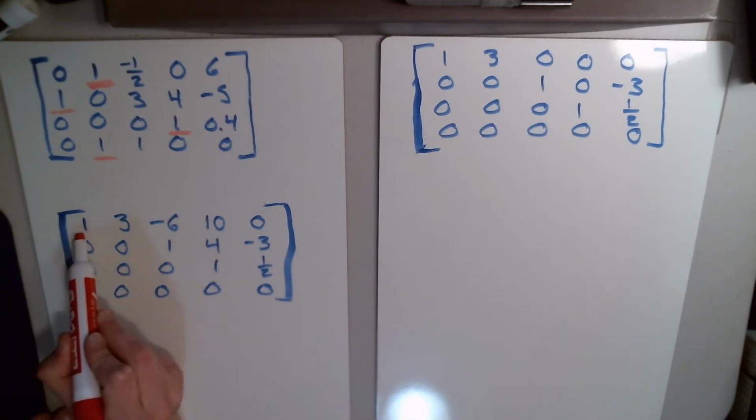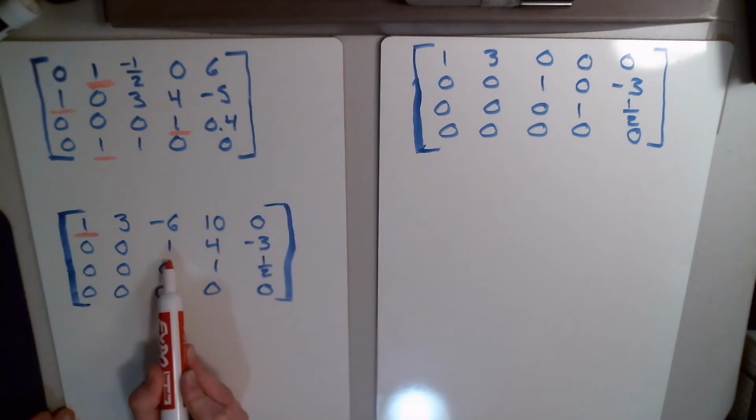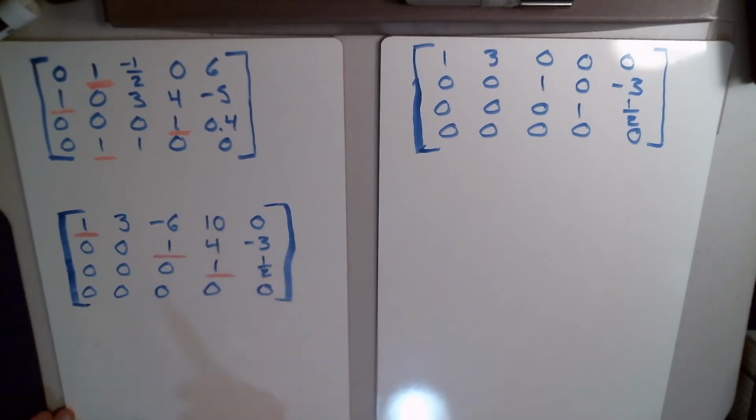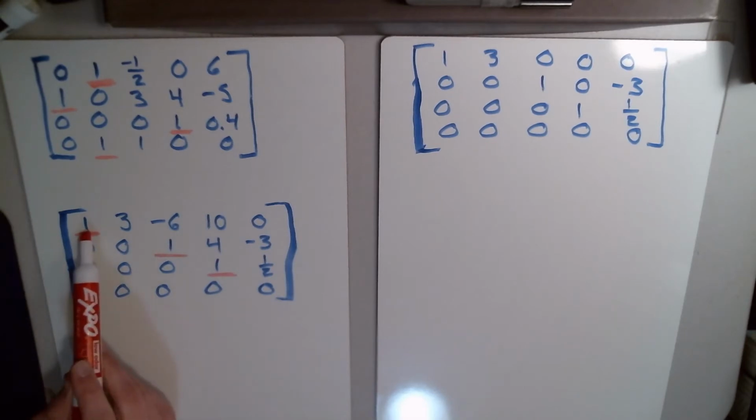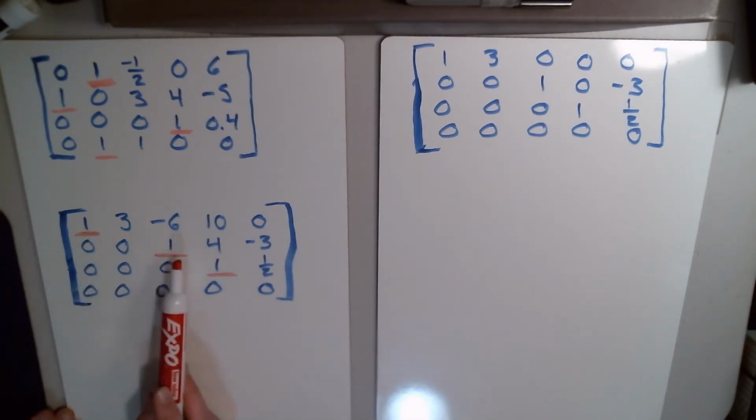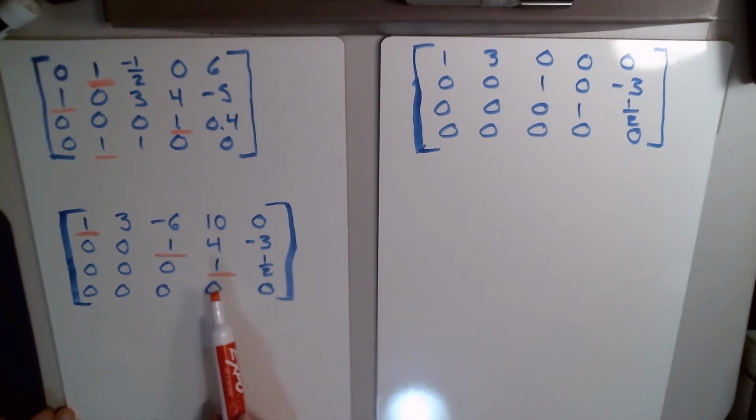The leading term of this first row is right here. The leading term of the second row is right here. The leading term of the third row is here. And then there isn't a leading term on the last row. But you'll notice there's this stair-step pattern: to get to the next leading term down, we're going to the right, and to get to the next leading term, we're going to the right. We like to have a descending path of leading terms. That's not the only thing we want for these nice forms.